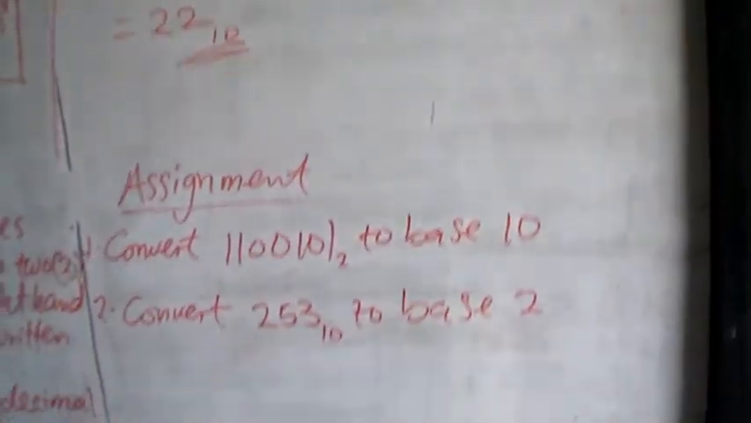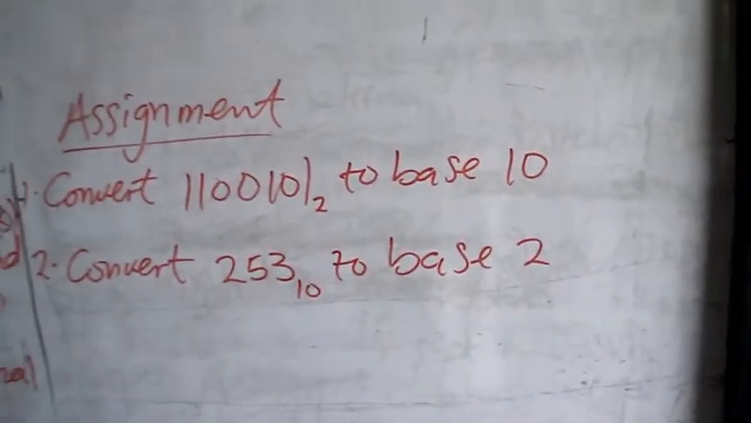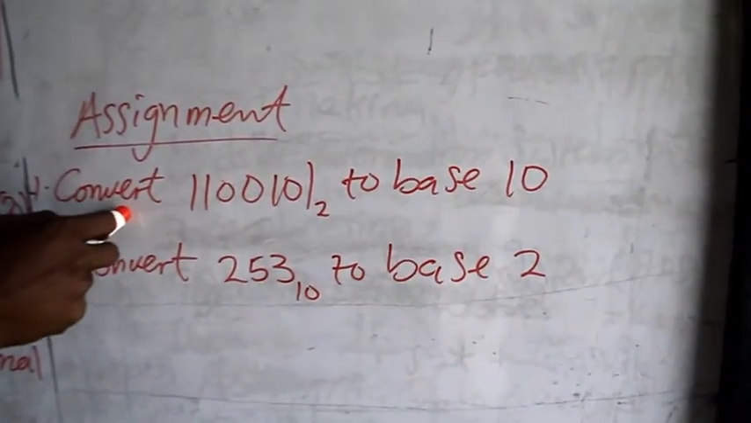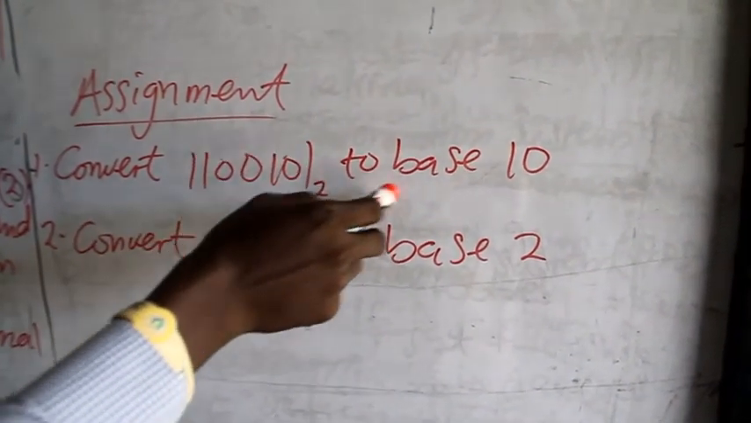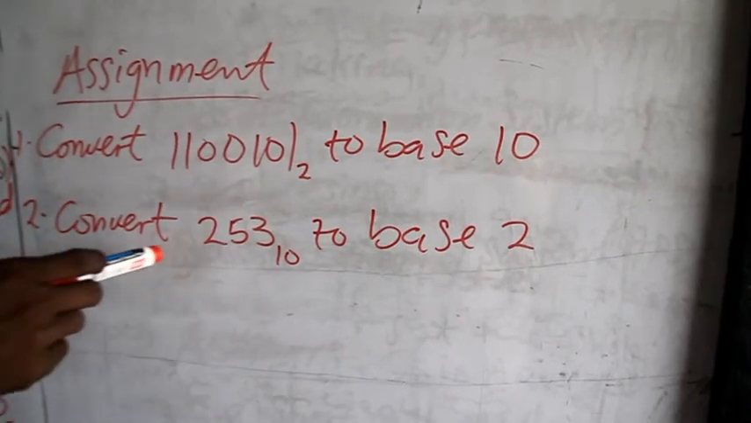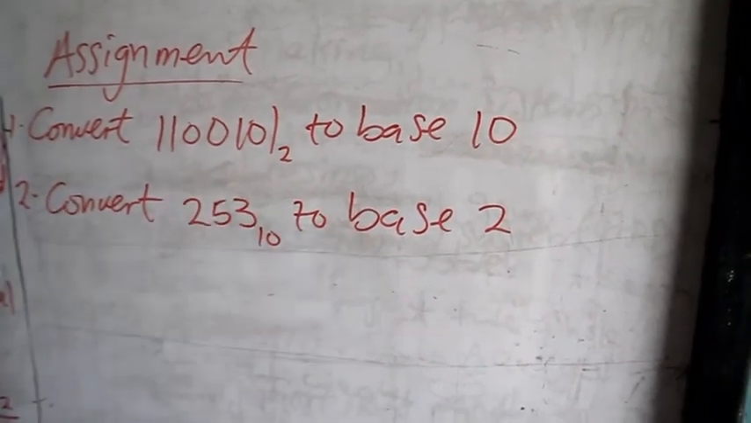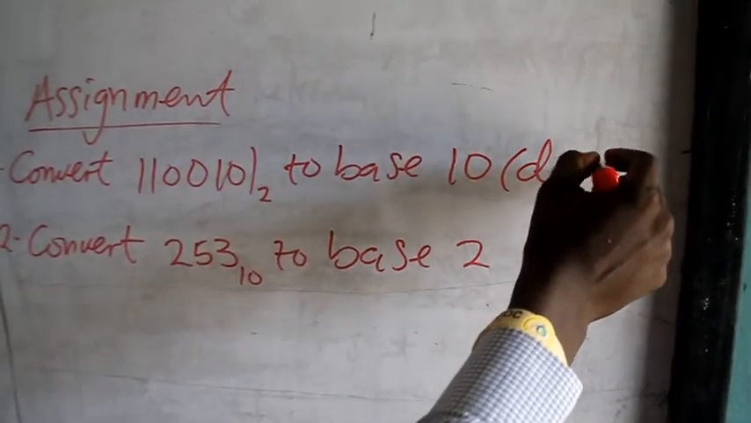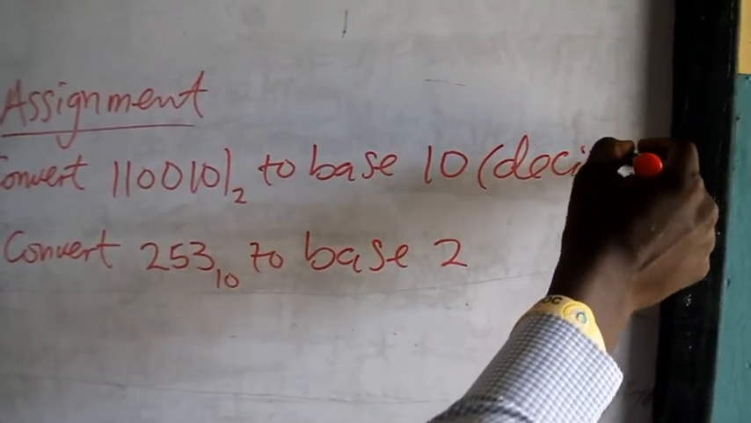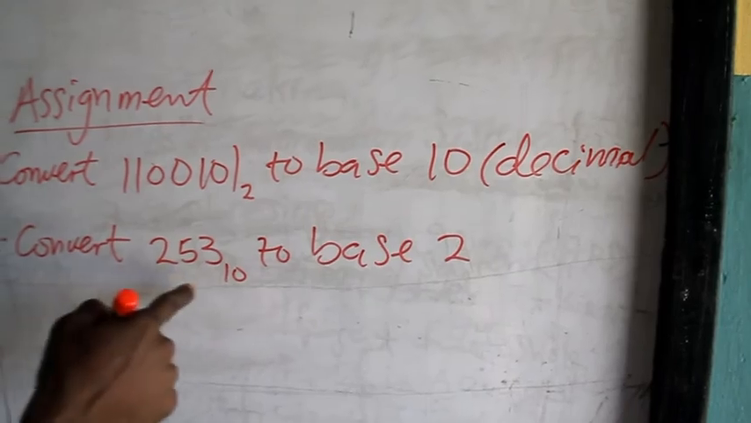Then we have an assignment here that you should go and check out. In the assignment you are going to convert the binary number 11000101 to base 10, and convert 253 base 10 to base 2. So this one means we are converting from binary to decimal, and this one we are converting from decimal to binary.